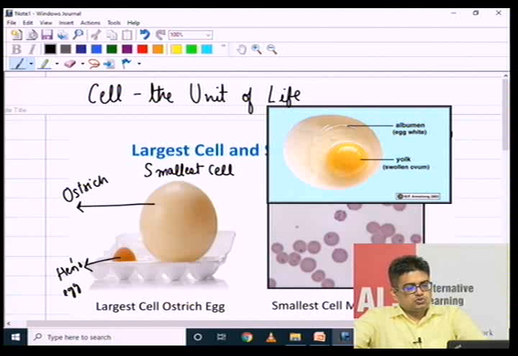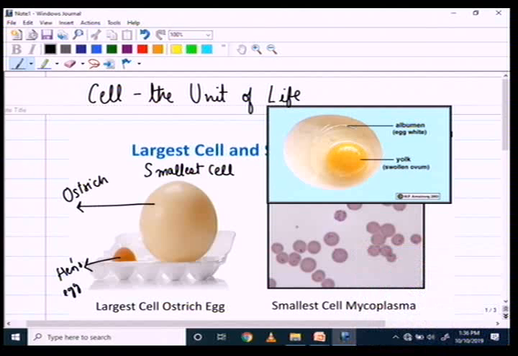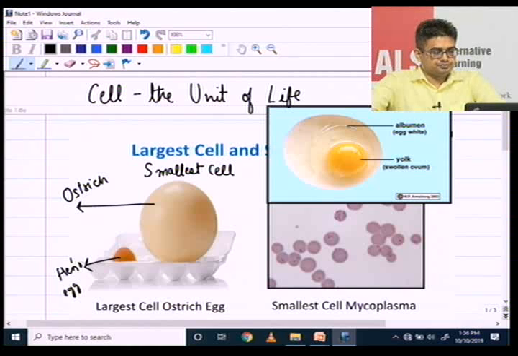Alright. So what is inside the egg? Inside the egg is the albumin, the egg white, and the yolk. What is the yolk? Yolk represents the swollen ovum.